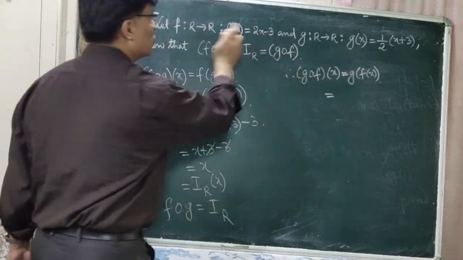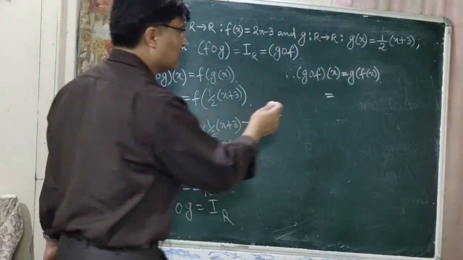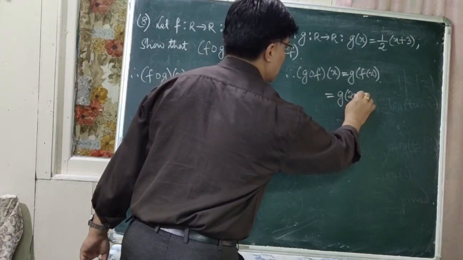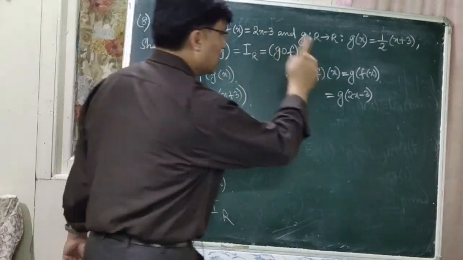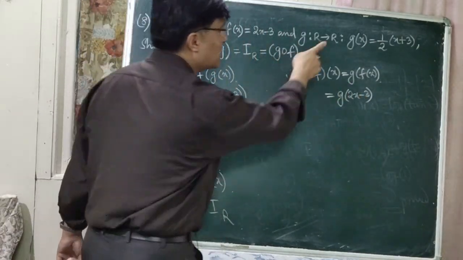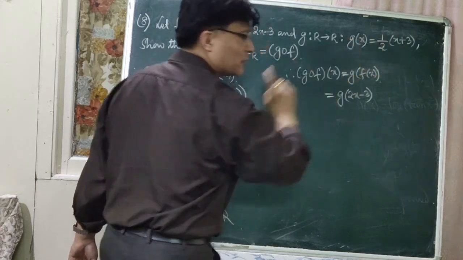You know F of X is 2X minus 3, isn't it? So G of, this is your 2X minus 3. Is that clear? Now, instead of X, there is 2X minus 3. But what is G of X? G of X is equal to half into X plus 3.